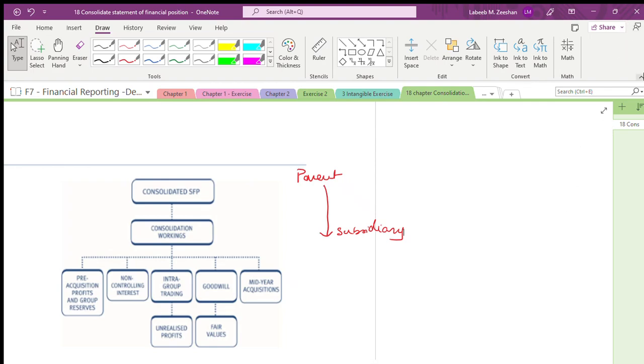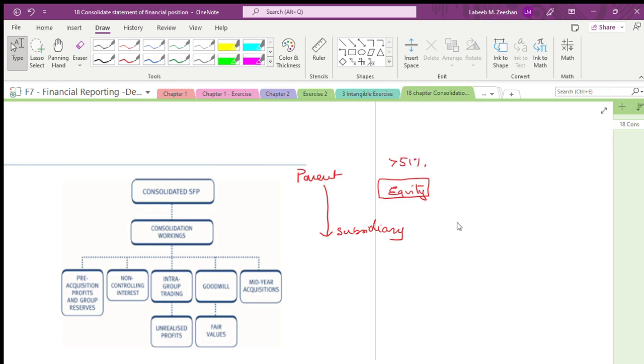Here we have the parent company. What will happen? The parent company acquires, purchases the subsidiary company, mostly in terms of equity. What is the condition when we are doing this? It has to purchase more than 51%.